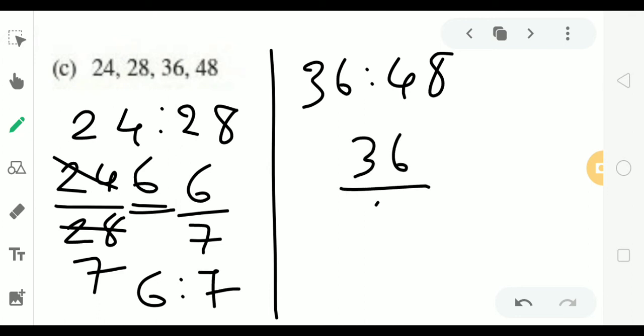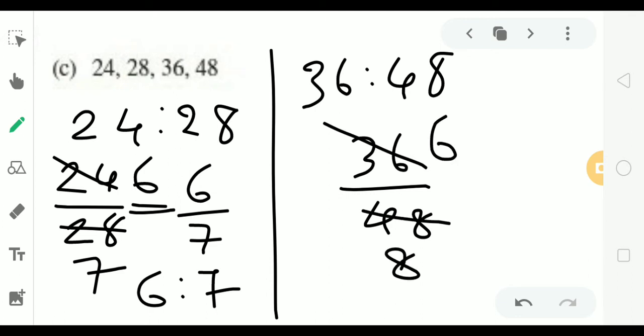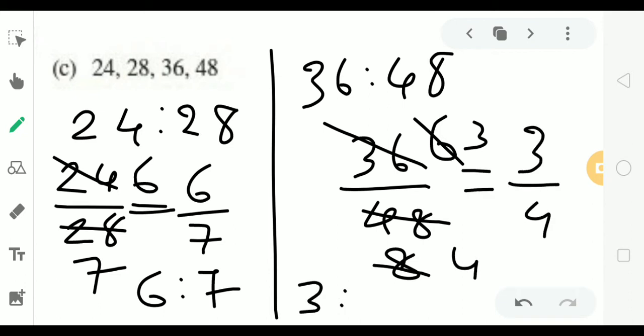36 upon 48. In the 36 table, 36 is 6 times and 48 is 8 times. Again we can reduce: half of 6 is 3, half of 8 is 4. So we get this 3 upon 4. 3 upon 4 is same as 3 is to 4.